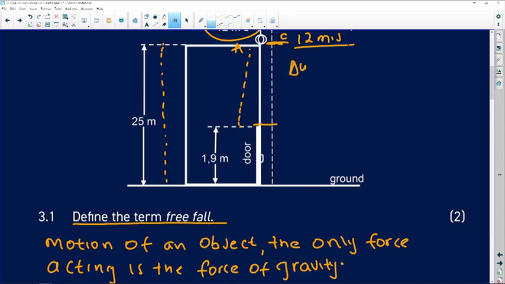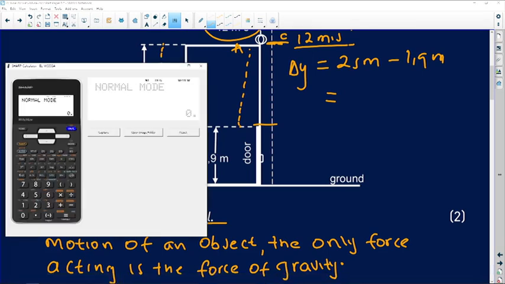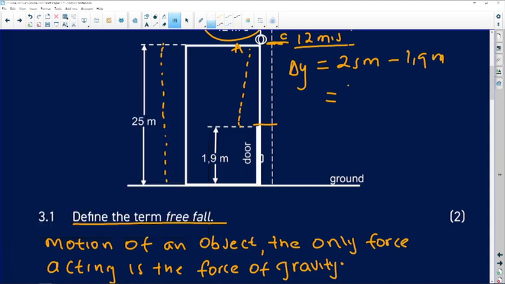So we can say that change in Y equals 25 meters minus 1,9 meters. If we go to our calculator and say 25 minus 1,9, what do we then get there? Our answer is 23,1. So we can say 23,1 meters is my change in displacement from the top of the building to the top of the door.